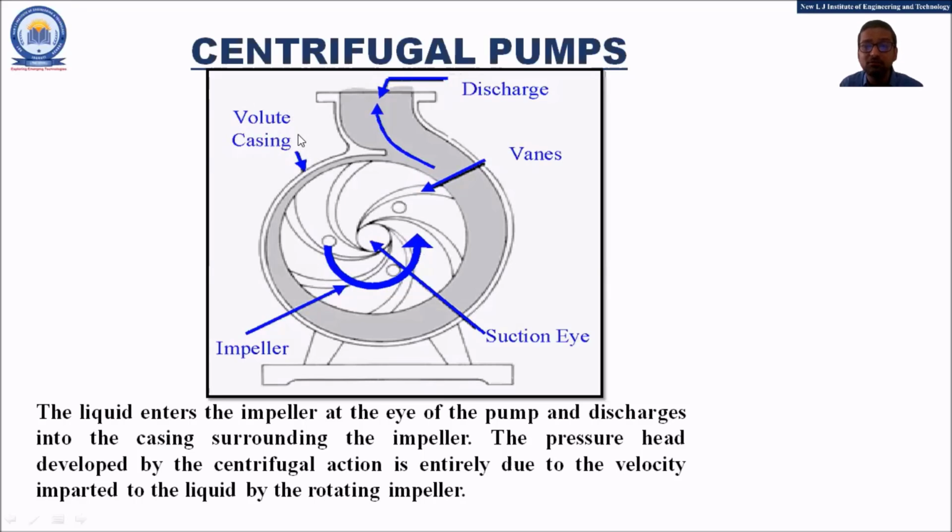If you observe the design of the casing, at this point the cross-sectional area of the casing is less, and as we proceed further, as shown in the gray color, the cross-sectional area of the casing increases gradually. At this point the area is less. As we proceed further, the area gradually increases. Finally, the maximum area of the casing is connected to the discharge line.